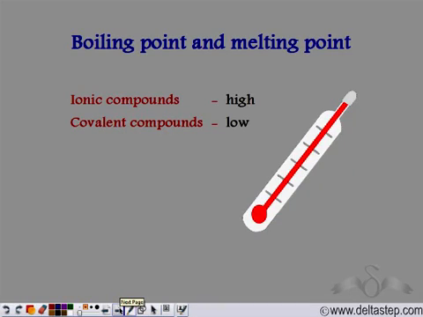Since the ionic bond is stronger than the covalent bond, the melting point and boiling point of ionic compounds is high, and the melting point and boiling point of covalent compounds is low. As the electrostatic forces of attraction are very high, in order to break the bonds, the melting point and boiling point of the ionic compounds is high, and since the intermolecular attractions are weak, for covalent compounds the melting point and boiling point is low.